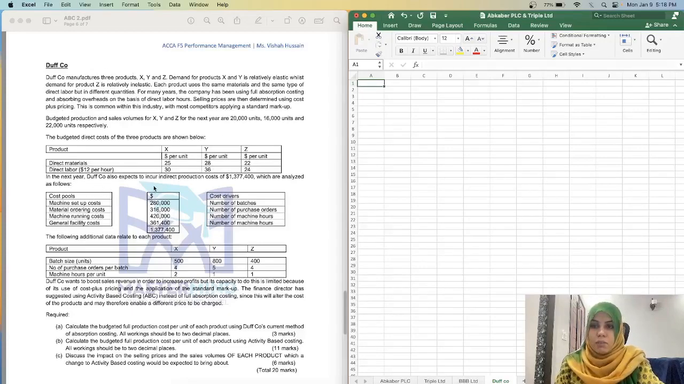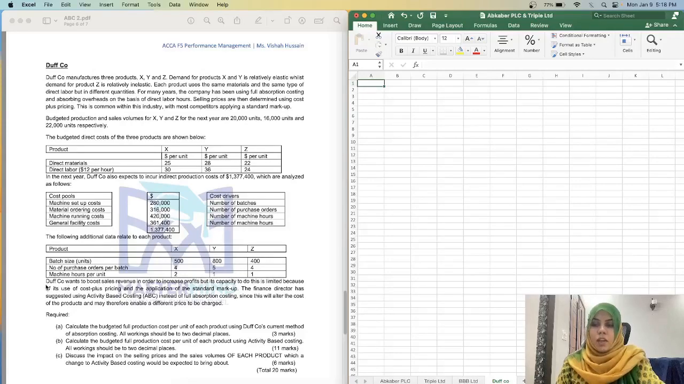In the next year, Duff Company also expects to incur indirect production costs of 1,377,400, which are analyzed as follows. They have divided it into cost pools, and they have added the totals as well. Cost drivers are given: number of batches, number of purchase orders, number of machine hours, and then for the last one as well, number of machine hours. They have given you the batch size in units: 500, 800, 400. Number of purchase orders per batch are 4, 5, 4, and machine hours per unit are 2, 1, and 1.